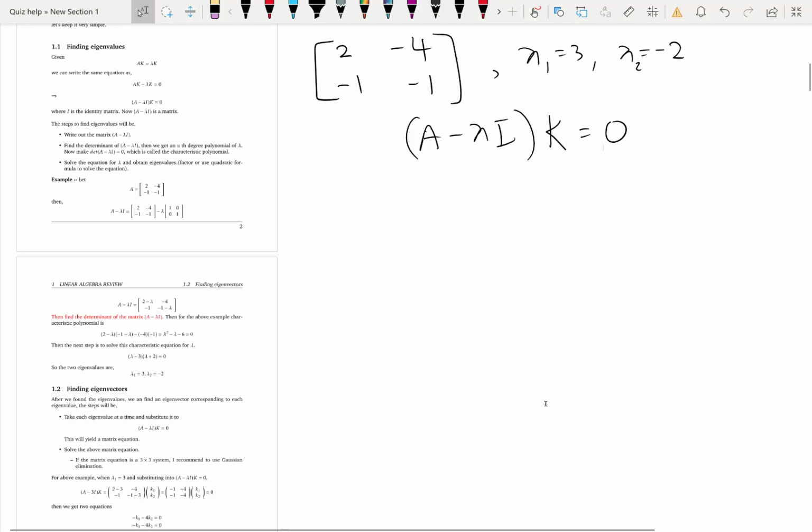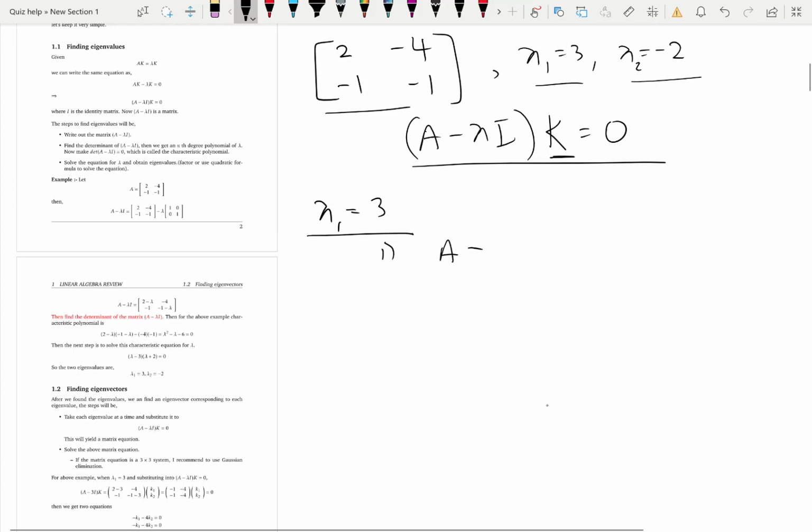Now let's say we have a matrix and we know the eigenvalues already. Finding eigenvectors means you want to solve this equation for k. K is a vector. You do that for each eigenvalue. So first take the first eigenvalue, lambda is equal to 3. Now the first step is to find A minus lambda I. Later we will deal with this equation, but for now, find A minus lambda I.